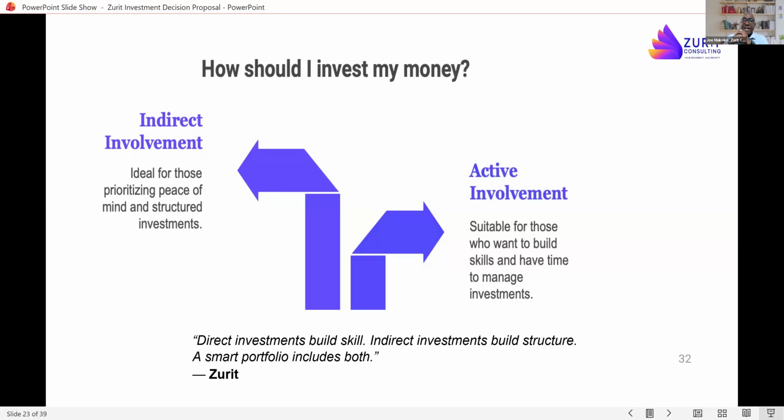The question we are always asked: how should I invest my money? Now, if you would like to have direct control and active involvement, make sure number one, you have the time. Number two, you have the skill. If you don't have the skill, build the skill. Find out, learn, network, get professionals to help you. If you do not have time, get a fund manager to help you invest your money.